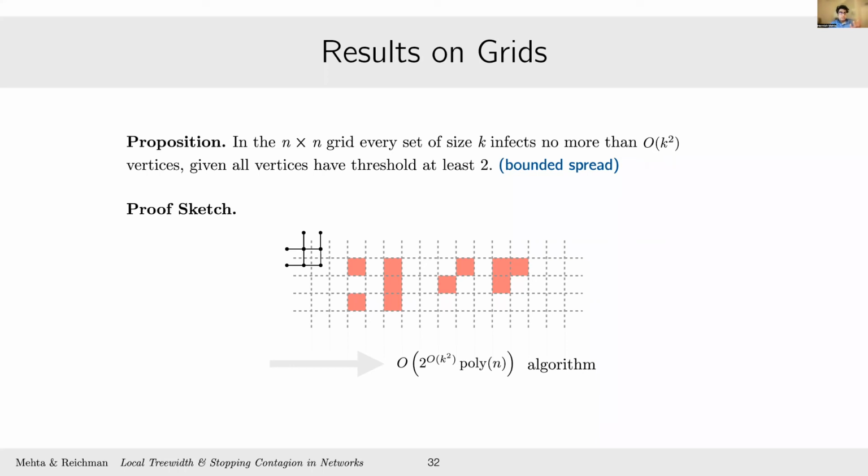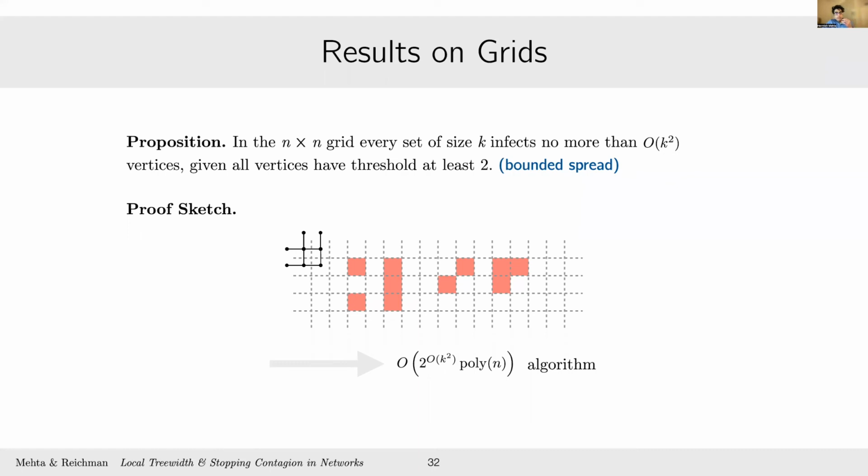Notice that this bounded spread property immediately gives us a 2^O(k^2) poly(n) algorithm. We know to restrict ourselves to this subgraph of size k^2, and you can brute force the solution optimally by just guessing edges.